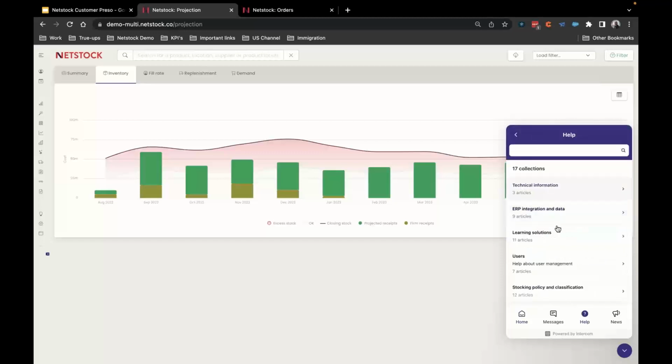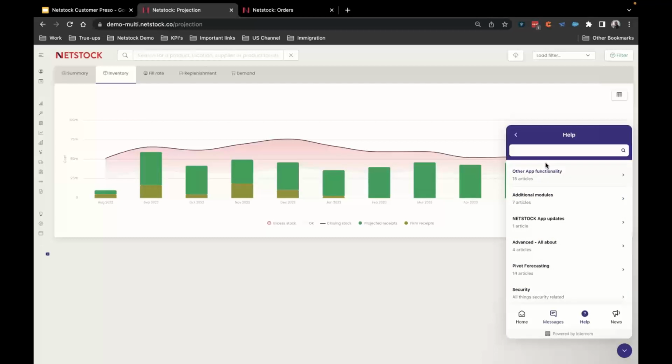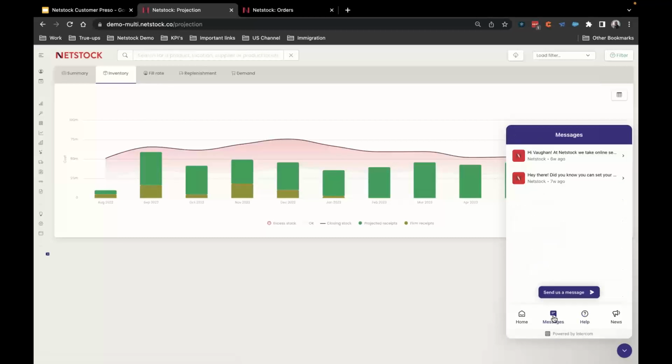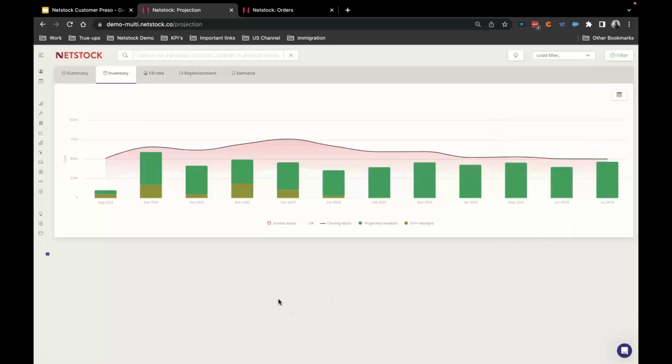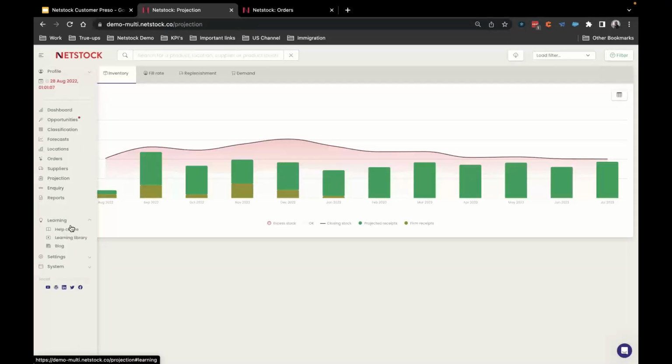But if you search anything over here, you can see there are articles that will explain almost anything to you. If you start typing in over there, it'll bring up help articles, your historical messages, and any new news that we have about things that have been added to the software will be added here as well. We try and stay in touch with our customers through the application as much as possible. Okay, so that's the learning library that I wanted to show you.